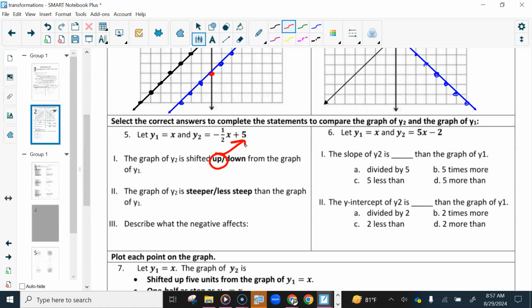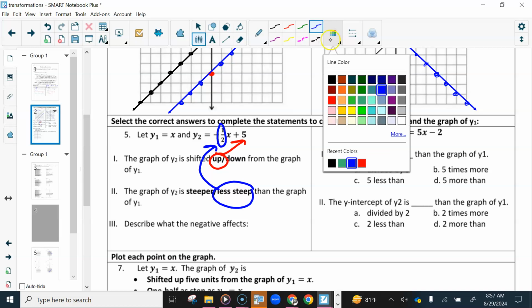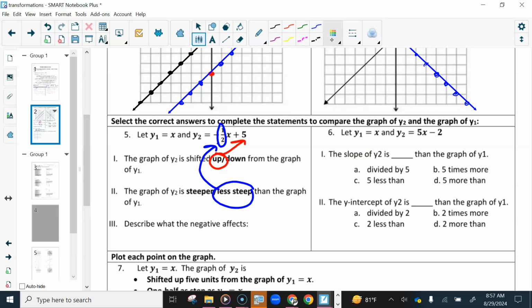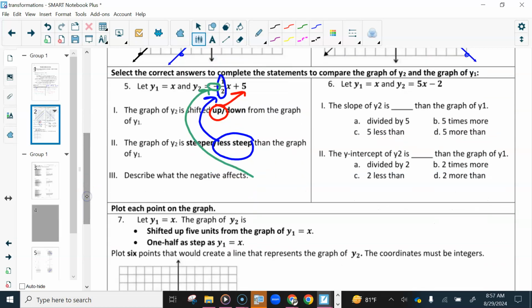Less steep. Why? Yes, the fraction is in the middle of 0 and 1. And then describe what the negative effects. What does that part do? Reflection of the slope. I'm just going to put slope reflects. Basically, once you get these words in your mind, you can do all of these things. It's just keeping the words straight. Questions on that one before we go on to 6?